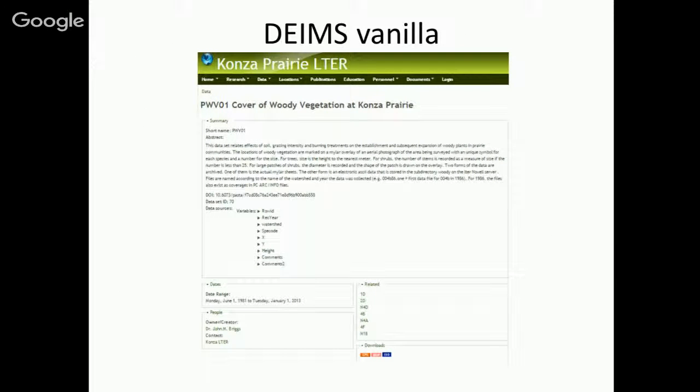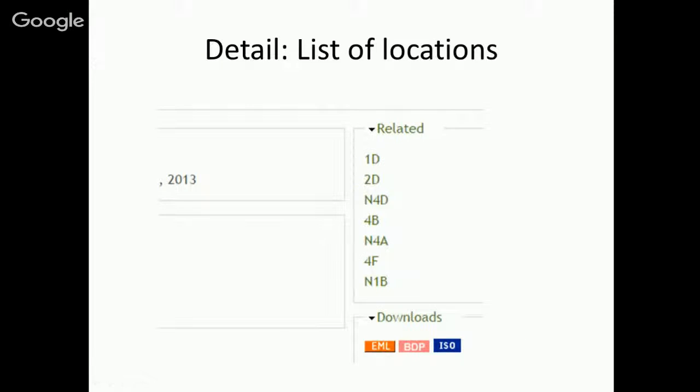So first, to make the case, here is an instance of DEIMS that is just plain DEIMS, vanilla, where we have populated a number of data sets, and also we have created a number of research locations which are related to this data set. So here on the right bottom of the screen, you see related, and you see kind of codes that correspond to locations where this data set has been conducted.